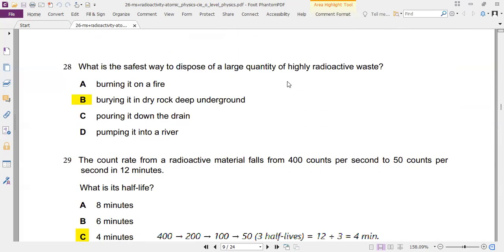Dispose of a large quantity safely by burying it under dry rock and deep, very deep. That's the only way you can dispose of it. You can't burn it. It will be actually disastrous to burn a radioactive isotope. So will it be if you drain it down or put it into a river.